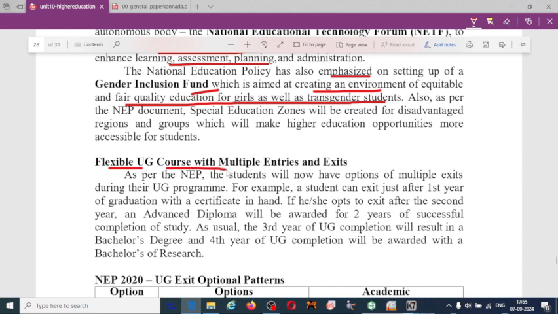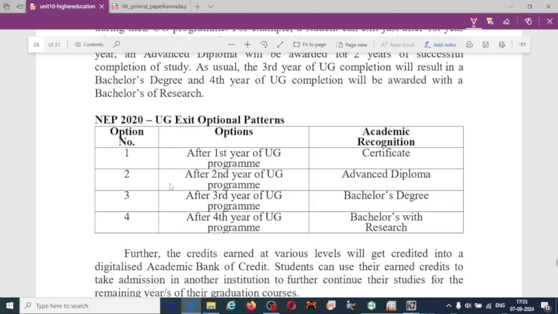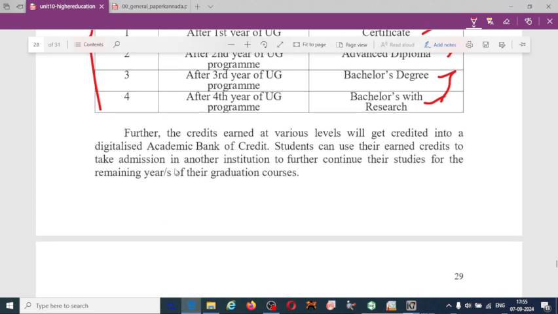Flexible UG course with multiple entries and exits. For undergraduate courses, there are four options available here. After the first year, he or she will get a certificate. Second year, academic diploma. Third year, the student will get a bachelor degree. Fourth year, bachelor with research. Further, the credits earned at various levels will be credited into the digitalized academic bank of credit.